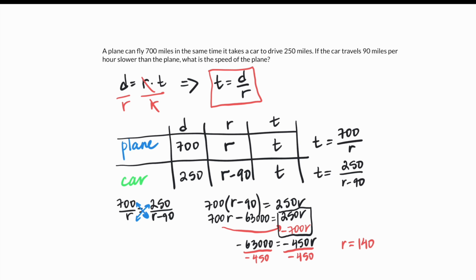Now, going back to the chart, just to make sure that this is our answer, r in the chart is the rate of the plane, and we were asked what is the speed of the plane, so 140 is our answer. However, sometimes these questions also ask for the speed of the other vehicle, the car in this case, and if I wanted to find that, I could easily subtract my 90 from the r, which I just found, 140, and that would give me the rate of the car, which would be 50.